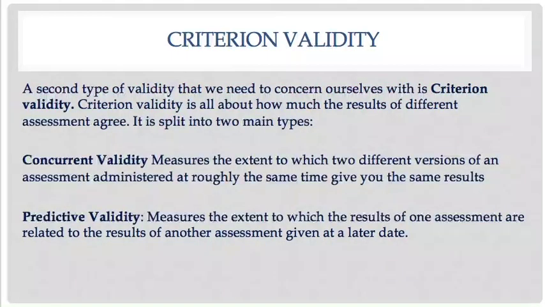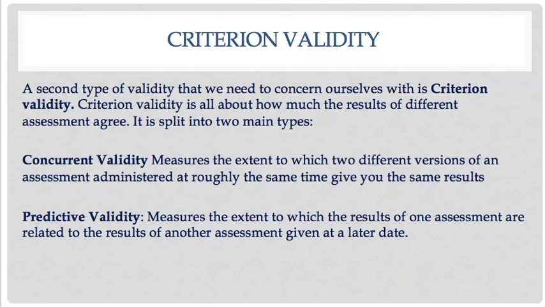A second type of validity is criterion validity, and this is the one that's split into concurrent and predictive. And the issue here is about really how much the results of different assessments agree. Now, when we talk about concurrent validity, we're talking about measuring a construct or knowledge or student skills at one time. Now this time doesn't mean the same instant, but I'm not trying to make a prediction about the future. I'm trying to just gather evidence of the state of affairs now.